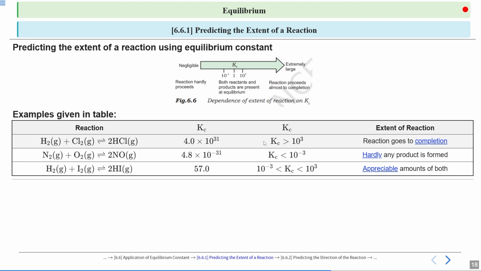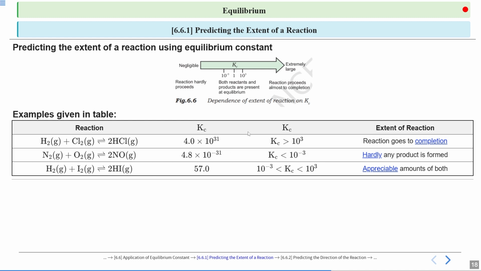So the reaction will go on to its completion almost. Right? So this is the first situation according to this arrow symbol. If you see, we have a 10 to the power 3, and after that we have extremely large products. Then if you look at the second equation, which is the formation of NO, in this case the value of Kc is found out to be 4.8 into 10 to the power minus 31, which is extremely small as compared to the 10 to the power minus 3 value.